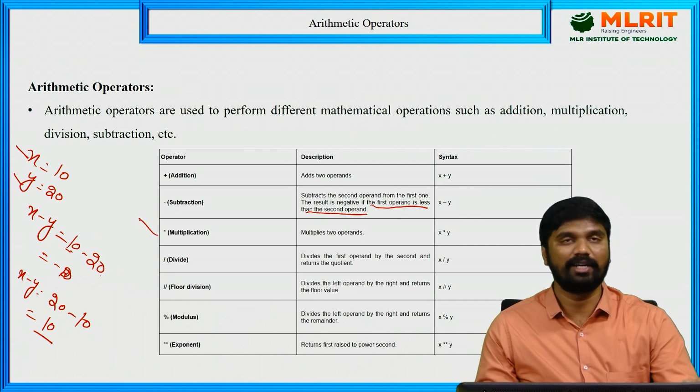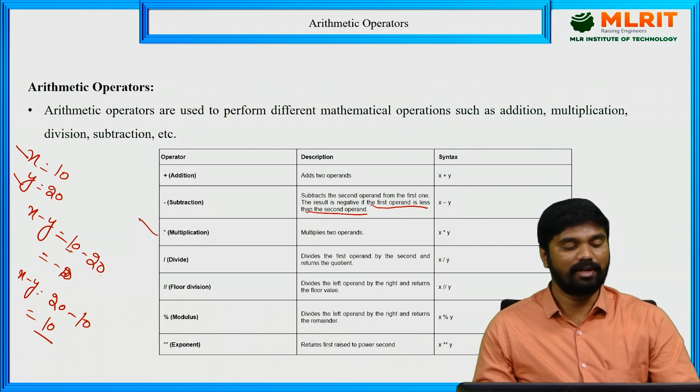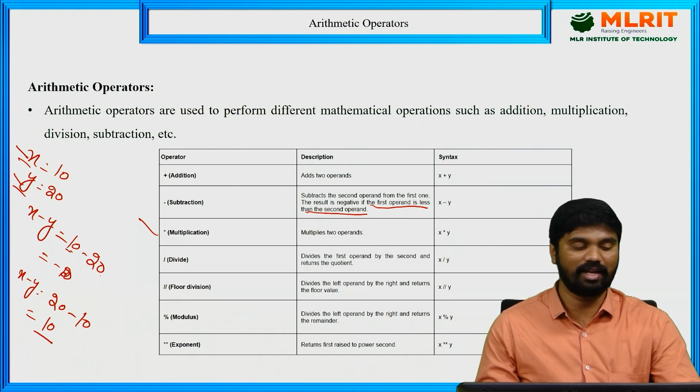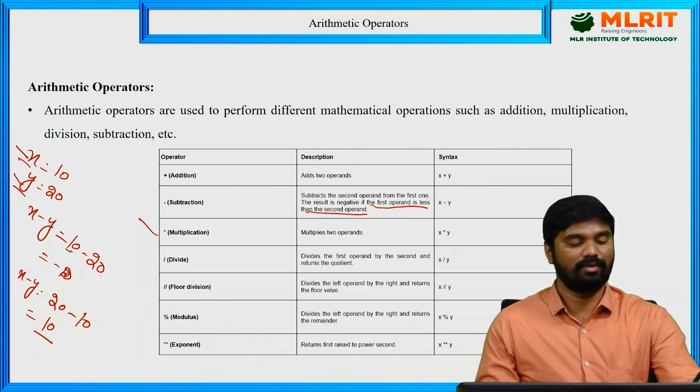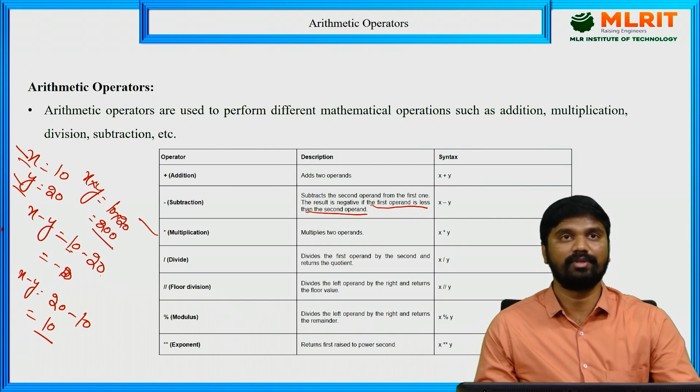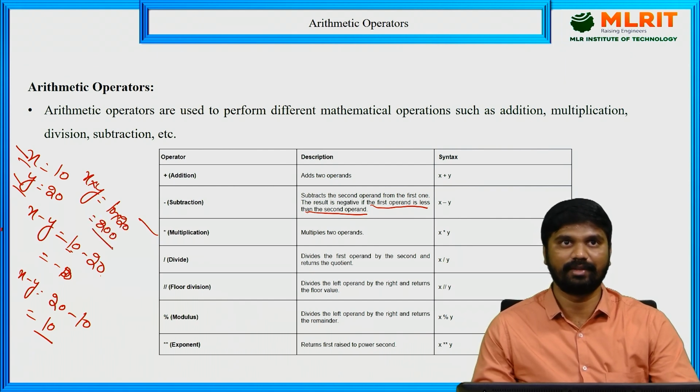Next we have the multiplication operator. For example, we can consider these two operands, that is variables, x equals 10 and y equals 20. Now x into y, that is 10 into 20, equals 200. So it just performs the multiplication operation.